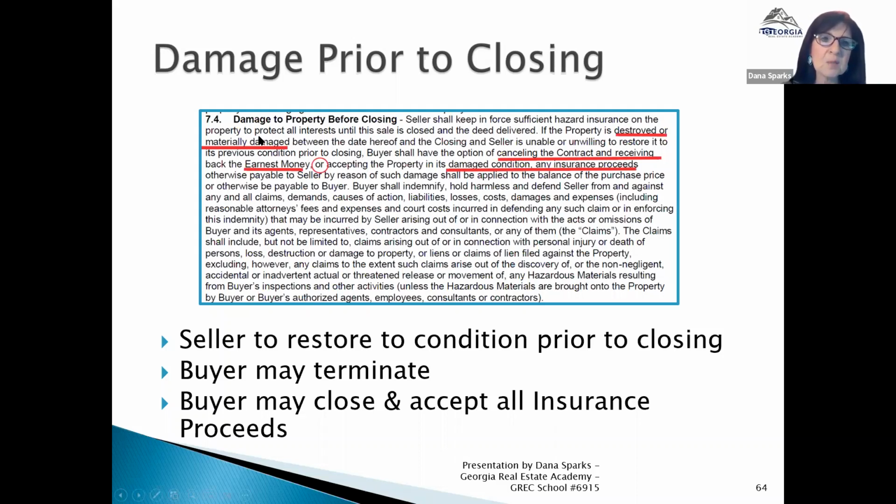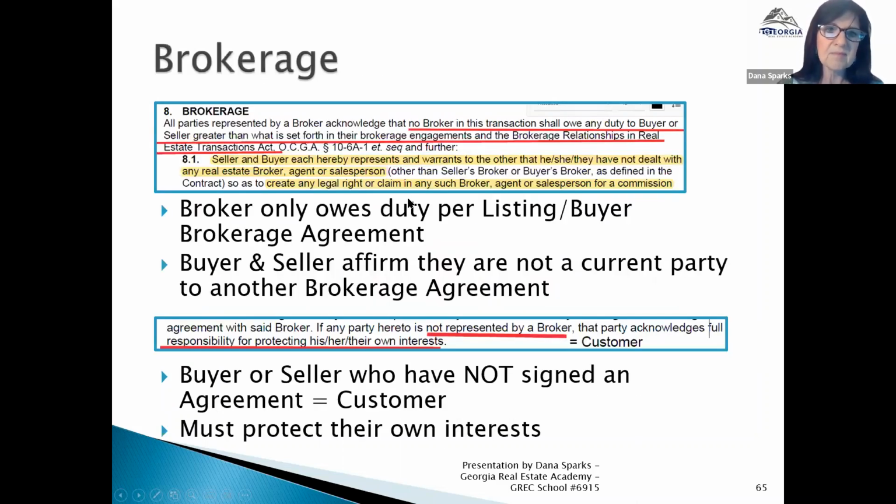Okay. So back to substantial damage to the property. If the property was damaged by weather, a tree, major vandalism, and so forth, the seller is to restore the property to the same condition it was prior to closing, or they may terminate, or the buyer can say, I'm going to go ahead and close on it even with everything destroyed, but you're going to forward any and all proceeds back to me.